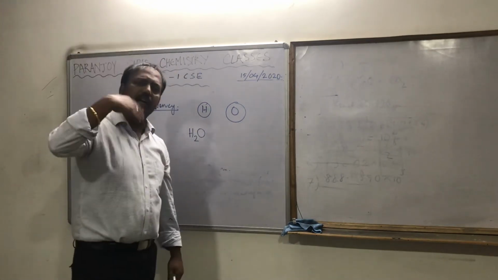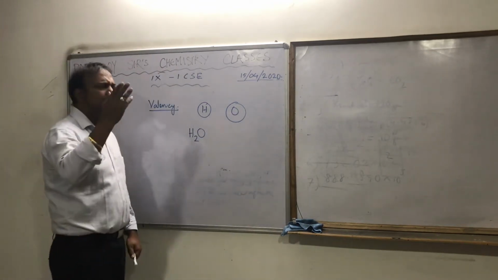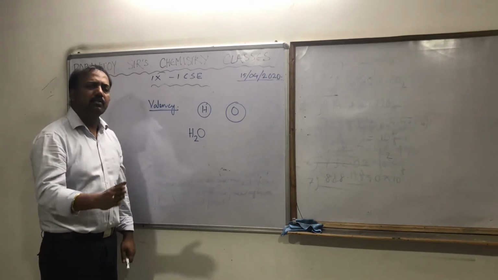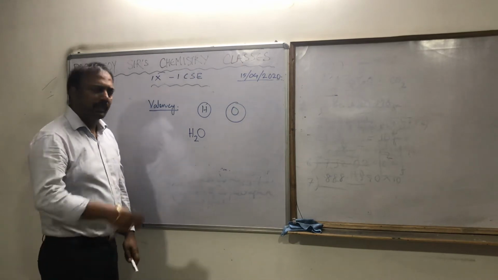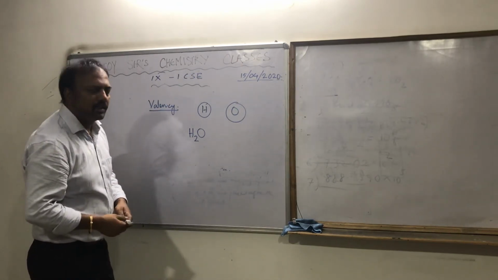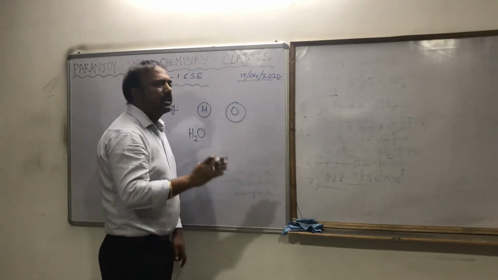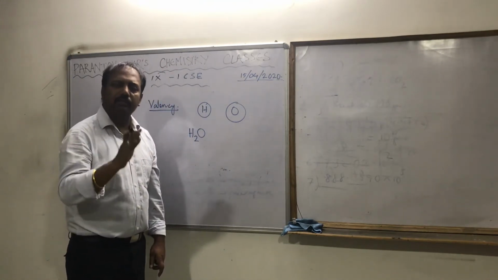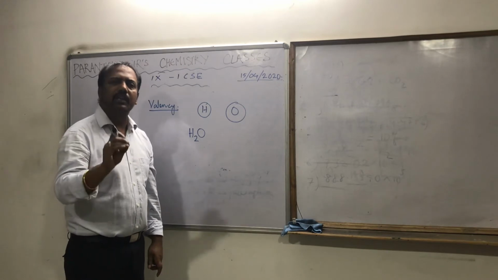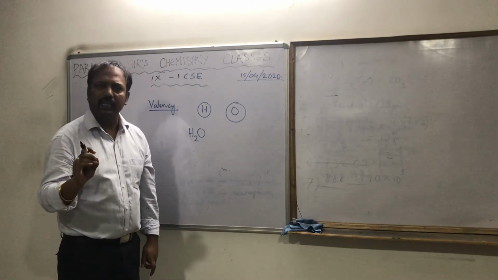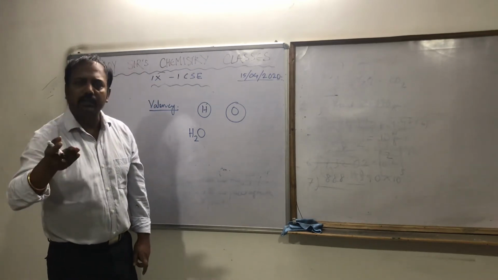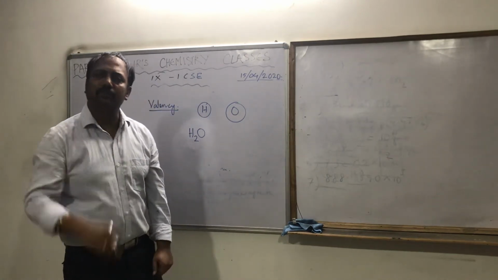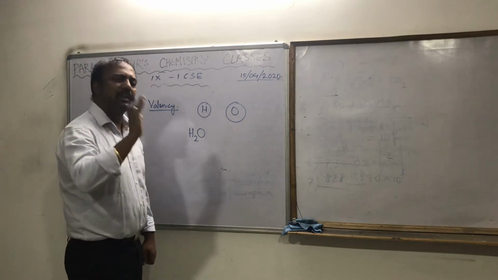With how many hydrogen atoms a particular element has the tendency to combine is called its valency. Now in terms of oxygen, with how many oxygen atoms a particular element is bonding, twice that number is the valency of that element.